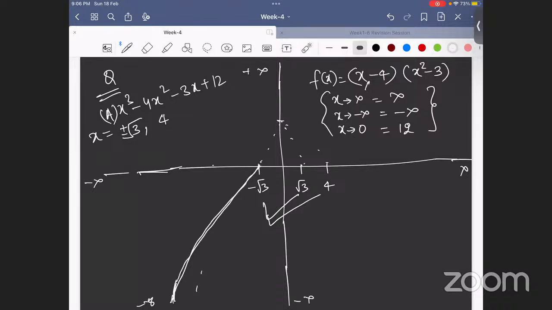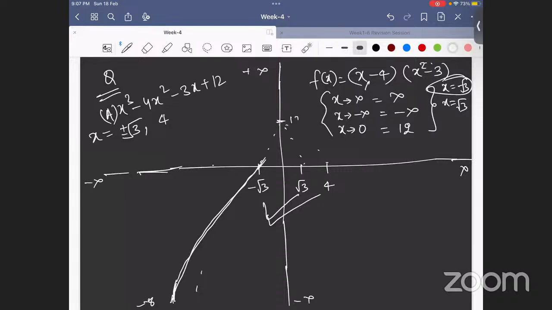Now I told you two important things. Whenever I'm getting an odd number of multiplicity, what should I do? Whether it will cross the x-axis or it will bounce back. It will cross. It will cut, yes, because it's not x square. It's just that you have x square equals 3. You have only one single root at minus root 3, and you have a single root at x equals root 3. So you basically have an odd multiplicity. If you have an odd multiplicity, it will directly pass through the x-axis.